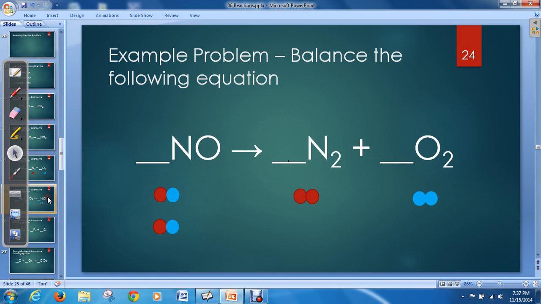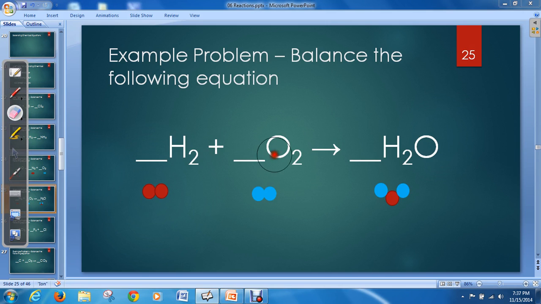This one's a really common one. This is H2, hydrogen, and oxygen, O2, combining to get H2O. Again, I've just drawn out one of each of the molecules to start with, and let's count how many we have on each side. If hydrogen's red and oxygen's blue, we got two hydrogens on this side, two oxygens on this side, and on this side we got two hydrogens but only one oxygen.